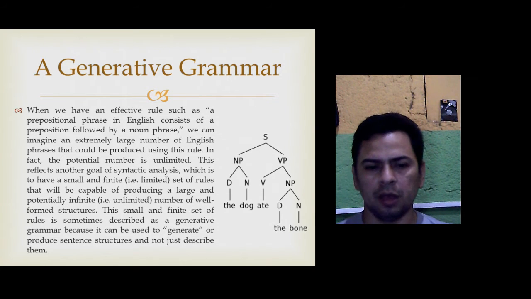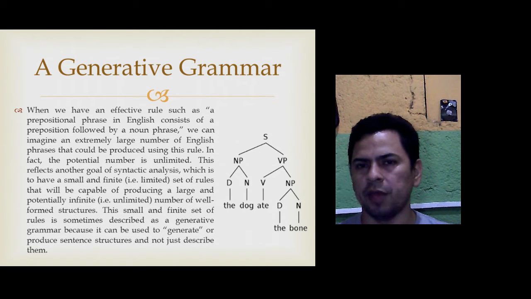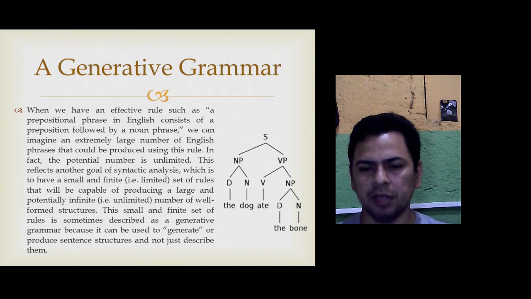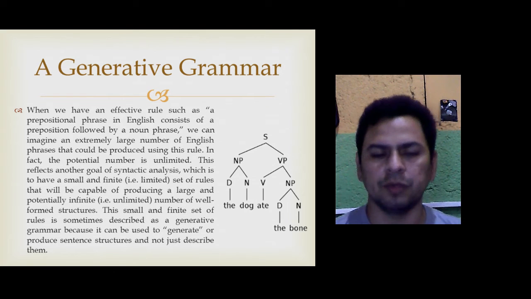This reflects another goal of syntactic analysis, which is to have a small, finite set of rules that will be capable of producing a large, potentially infinite number of well-formed structures. This small, finite set of rules is sometimes described as a generative grammar because it can be used to generate or produce sentence structures and not just to describe them.